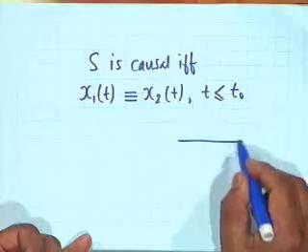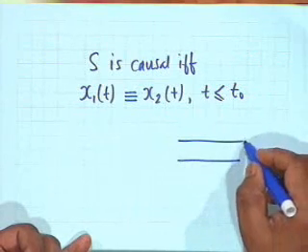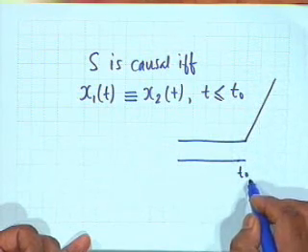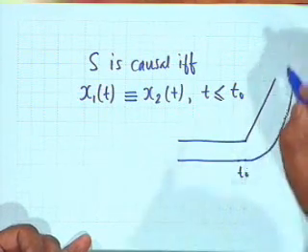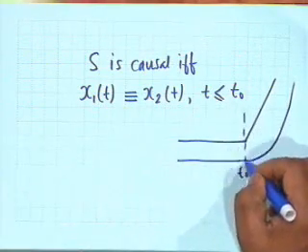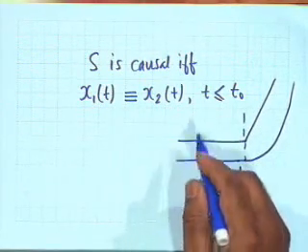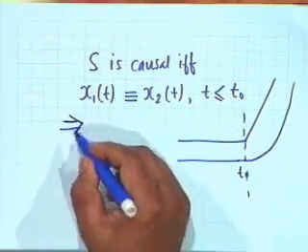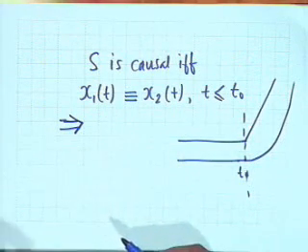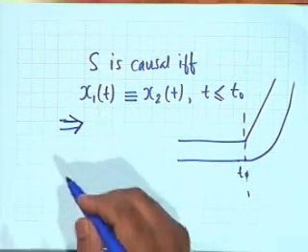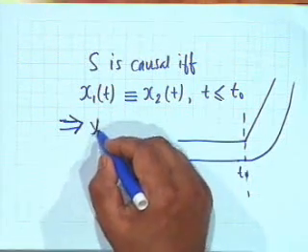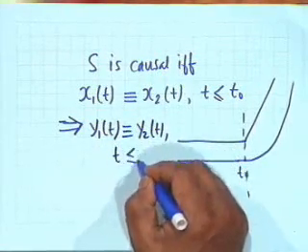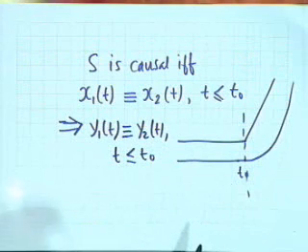We can have two signals like this, let's say 0, 0, and this is t0. At t greater than t0 one may rise linearly, and at t greater than t0 the other may rise exponentially. Okay, so for t less than t0 the two signals are identical, implies, this double horizontal line and an arrow will stand for implies, y1(t) identical to y2(t) for t less than or equal to t0. This is the formal definition of a causal system.